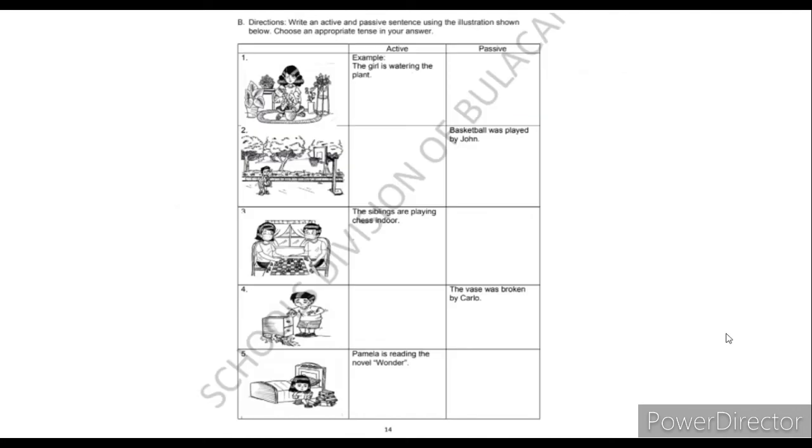On letter B on page 14, write an active and passive sentence using the illustration shown below. Choose an appropriate tense in your sentence. Let's take number one for example. The example sentence in the first one is "The girl is watering the plant." As you can see, the verb in the sentence, watering, is in the present progressive. So, the passive form of it is "The plant is being watered by the girl."